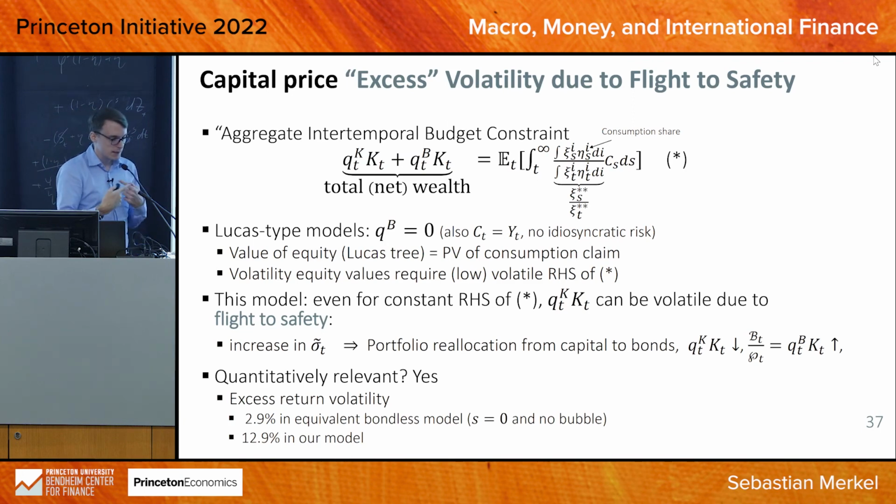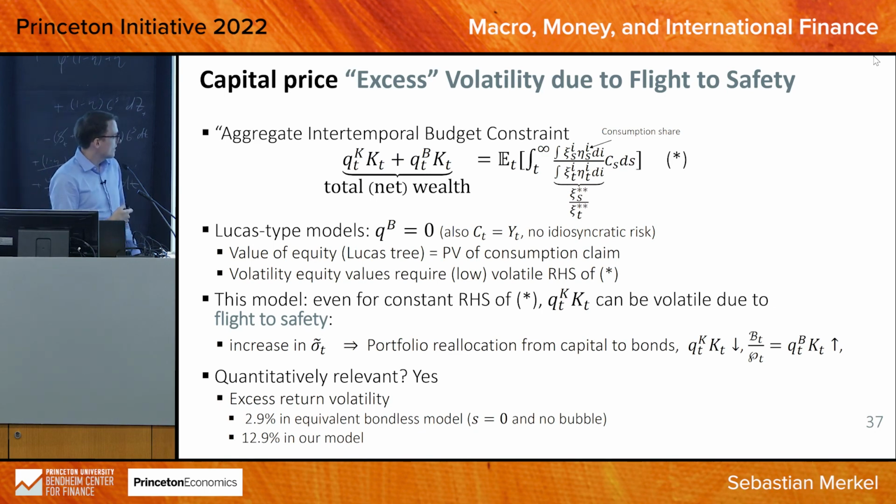So you can have movements between those two, even if this thing is completely constant. Okay? So that means that you will have volatility between those two objects, because this is negative beta, this is positive beta, that is stronger than the volatility of this object here. And therefore, we need not so much stochastic discount factor variation as in other models, where all the net wealth comes from the capital. So that's a basic intuition.